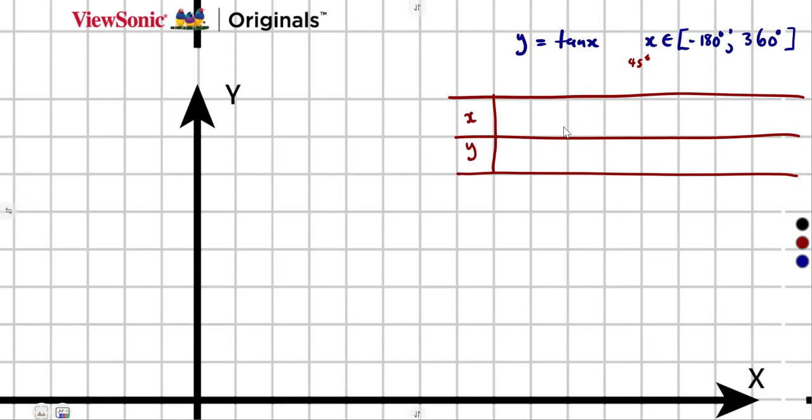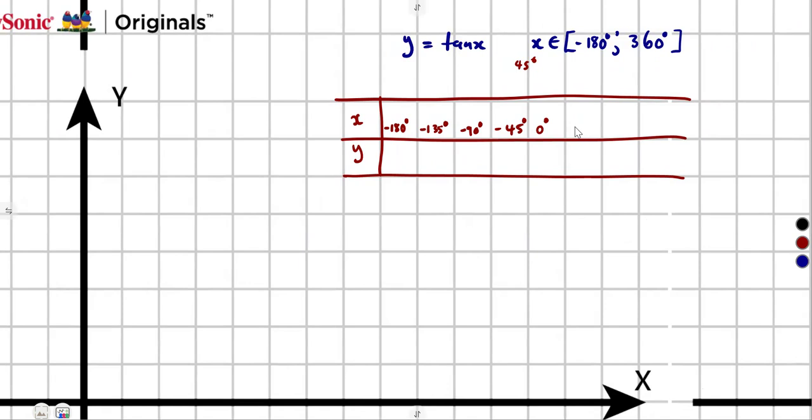So from minus 180, we are going to have minus 180 plus 45. That will be what? Minus 135. If we add 45, that is going to be minus 90. If we add 45, that is going to be minus 45. If we add 45, that will be what? 0 degrees. If we add 45, that is going to be 45. We add 45, that's 90. We add 45 there, that's 135. We are adding 45, that's going to be 180.